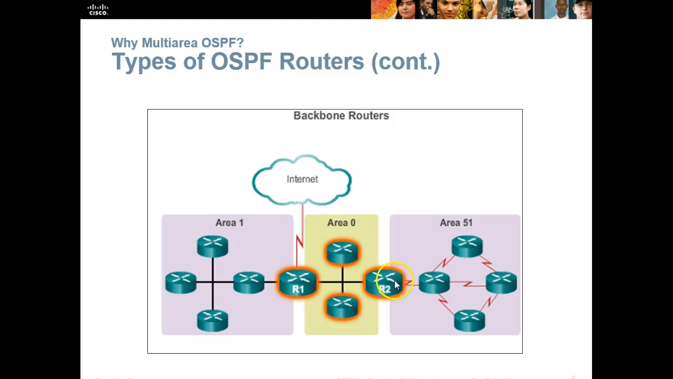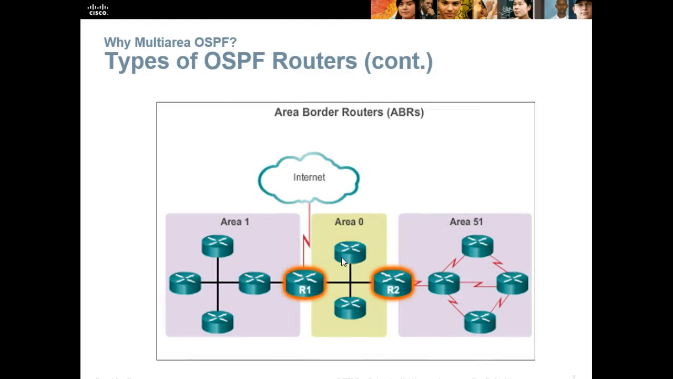Okay. Now, a backbone router is just a router that's attached to Area 0. Now notice R1 and R2 are also attached to Area 1 and Area 51, but one interface is in Area 0, and that makes it a backbone router. So on top of being a backbone router, they're also area border routers, all right, because they border Area 51 and 0, and Area 1 and 0.